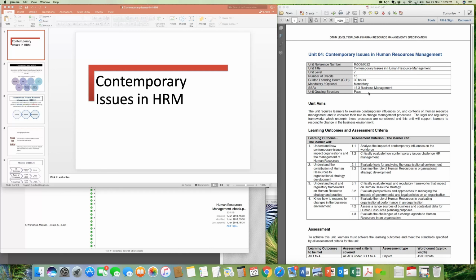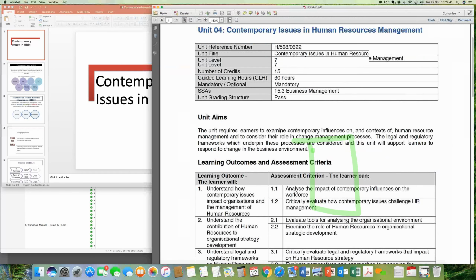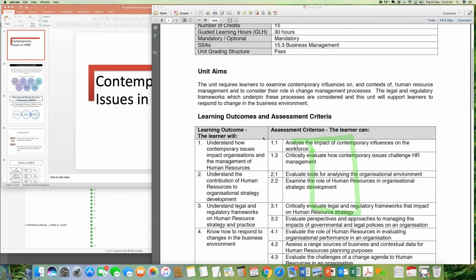This particular unit carries 15 credits, and at the master's level it has 4 learning outcomes, as you can see here. I'm going to make this a bit bigger so that you're able to see clearly, and then we'll keep switching. Today, learning outcome 1 is what I will try and cover: understand how contemporary issues in HR impact the organization's efficiency.